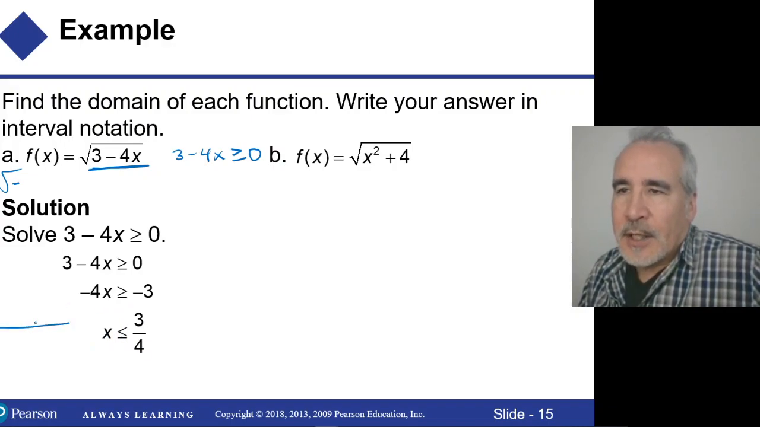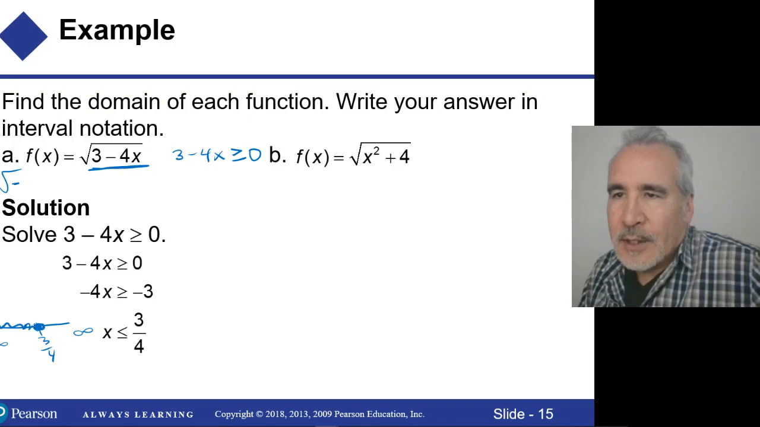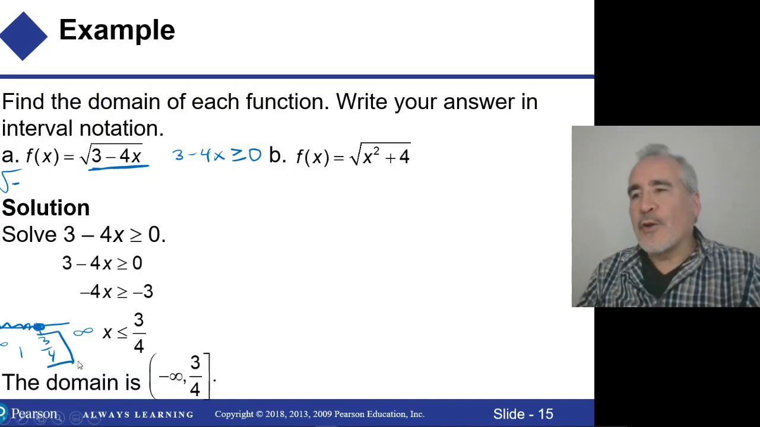If you do a number line, here's 3/4, here's negative infinity, here's positive infinity. It can be equal to, but it's got to be less than or equal to. So we're going to go from negative infinity all the way to 3/4 with a bracket on it for the domain.